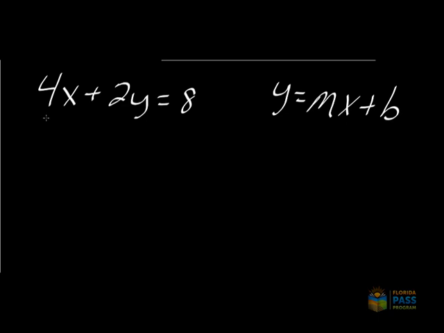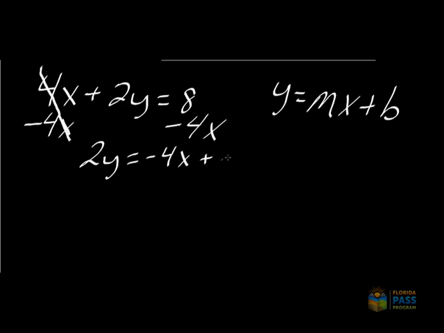So instead of adding 4x, because that's a positive, I'm going to subtract 4x from both sides. Whatever you do to one side, always remember you have to do to the other side. 4x minus 4x cancels out. Then I'm left with 2y equals negative 4x plus 8. Y still isn't by itself, so I have to get rid of that 2. Currently it says 2 times y. The opposite of multiplication is division, so I'm going to divide both sides by 2.